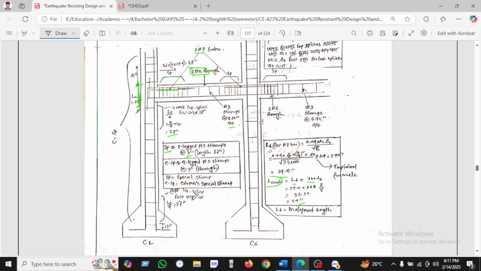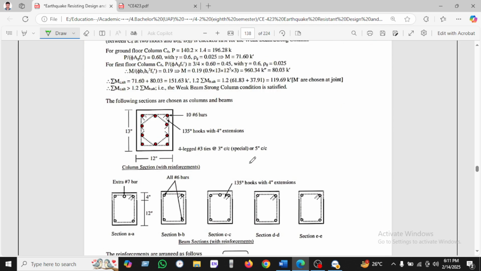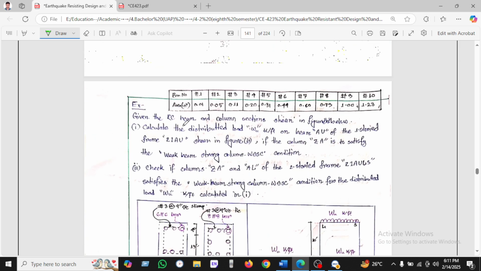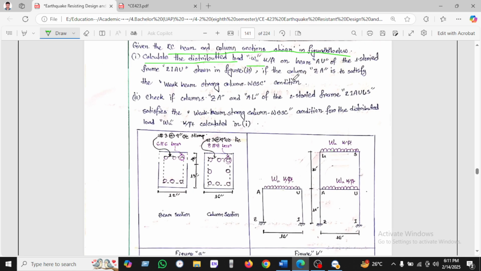We have seen here all the data is given. Okay, let's see another example. With a given RC beam column section shown in the figure, calculate the distributed load W. So we have to calculate W.